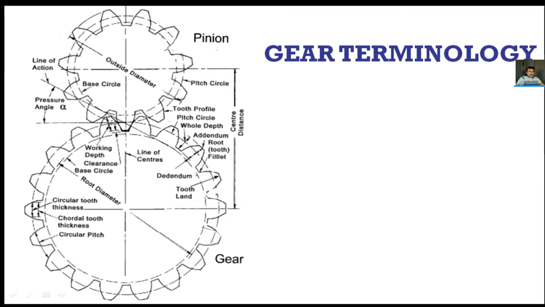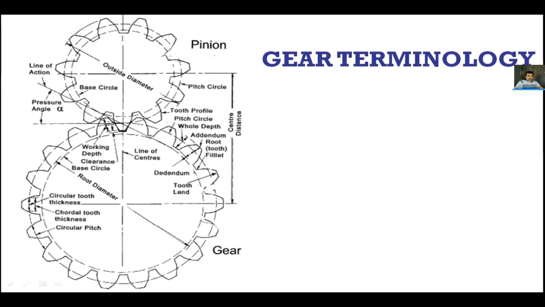So this is the center of the gear and this is the center of the pinion. The distance between the centers is called the center distance. The line passing through the center of the gear to the center of the pinion is called the line of centers.